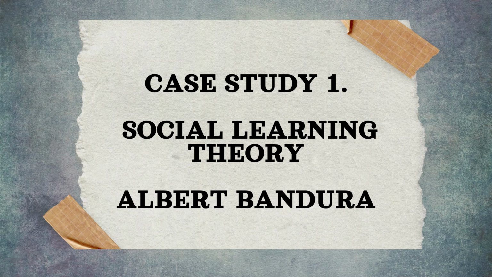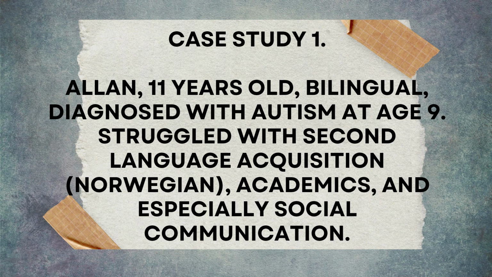Let's dwell on the first case study. The first case study is the use of social learning theory by Albert Bandura to support a grade 11 student named Alan, I mean rather, an 11-year-old bilingual. He was diagnosed with autism at the age of 9. He struggled with second language acquisition, specifically Norwegian, and his academics, and especially in social communication.